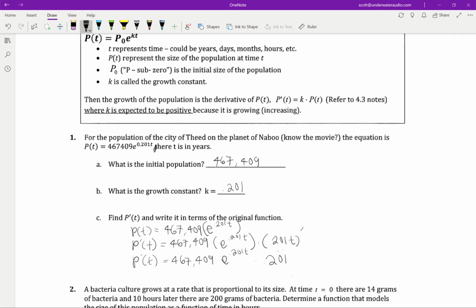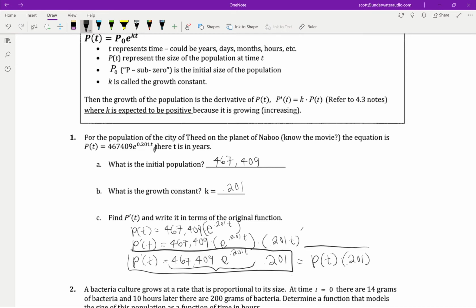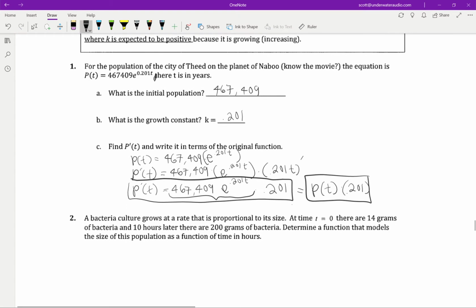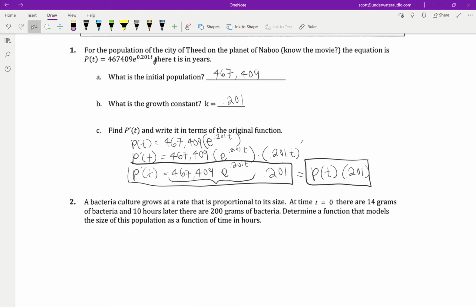So I think I did the first part. I found the derivative. Then the next thing I'm supposed to do is write it in terms of the original function. And this is pretty easy because this is the original function. So it's just P of t times 0.201. So far, I feel like this part is approachable. It's not too bad. Let's keep going with number 2.